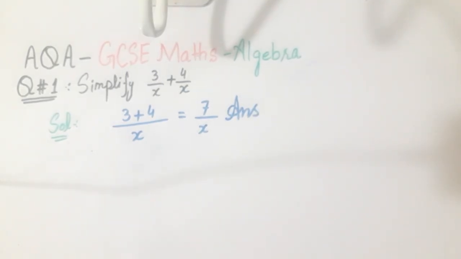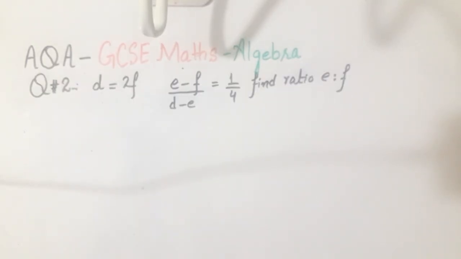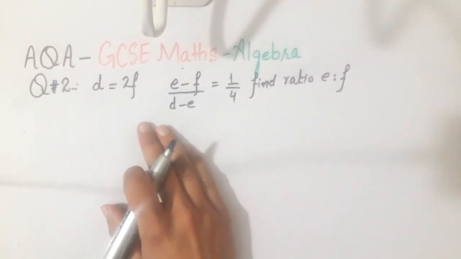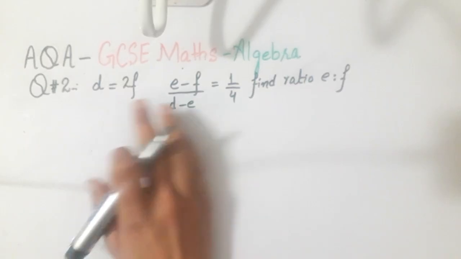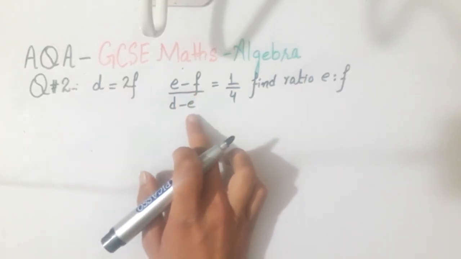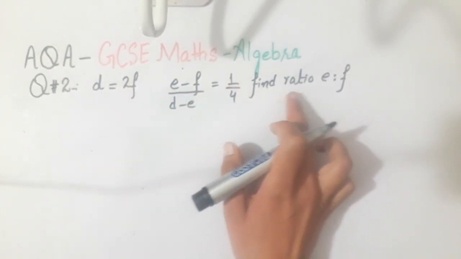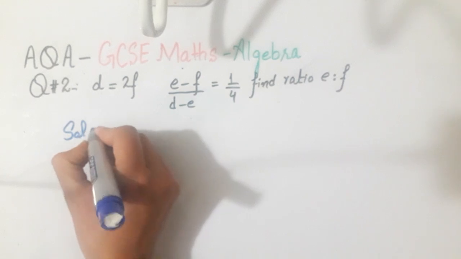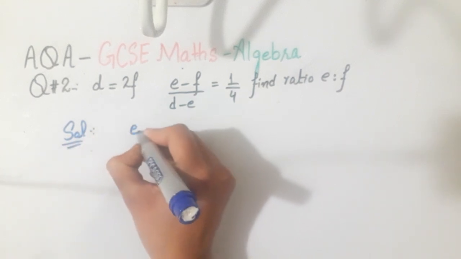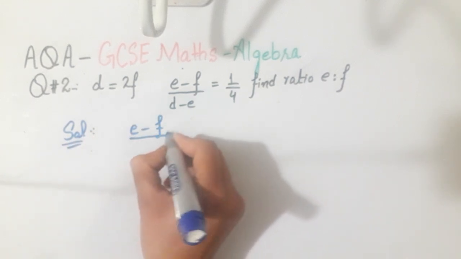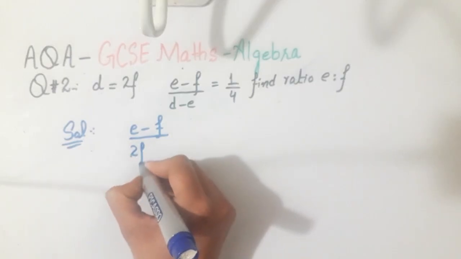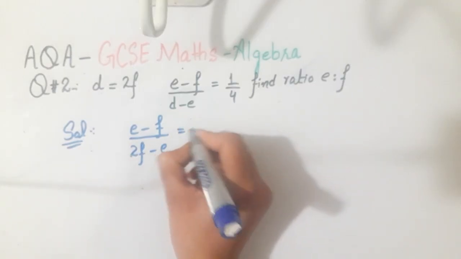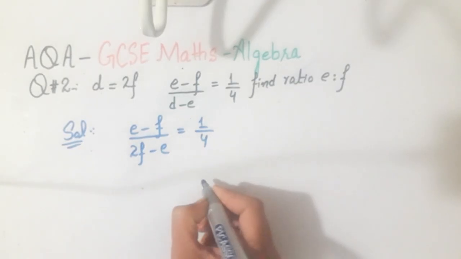Now we will solve question number 2. Here d equals 2f, and (e minus f) divided by (d minus e) equals 1 by 4. You have to find the ratio of e to f. So we will write (e minus f) divided by (2f minus e) equals 1 by 4.